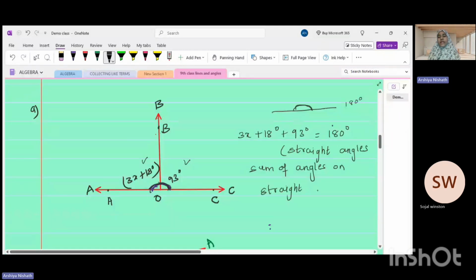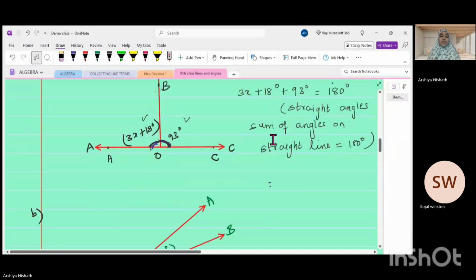Sum of angles on a straight line is equal to 180 degrees. This is the reason why we have added this all. So what can we tell about that now? We can add. See here, 3x we cannot do it. This is a variable term.